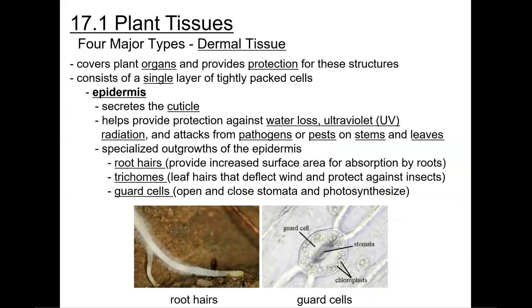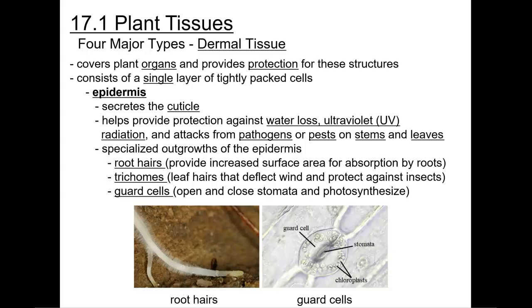Next, we're going to go into our dermal tissues. Now, the dermis is your outer covering, your skin. This is like the dermis on your body. So dermal tissue for a plant covers the plant's organs and provides protection for the structures that are inside of that plant, kind of like the structures that are inside of you.